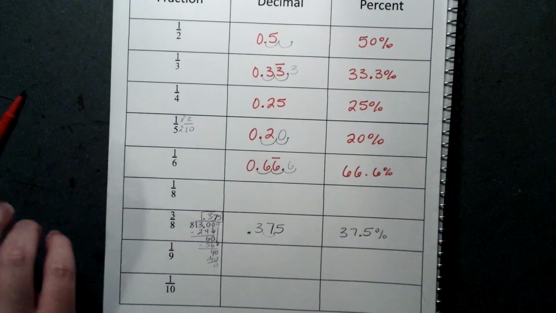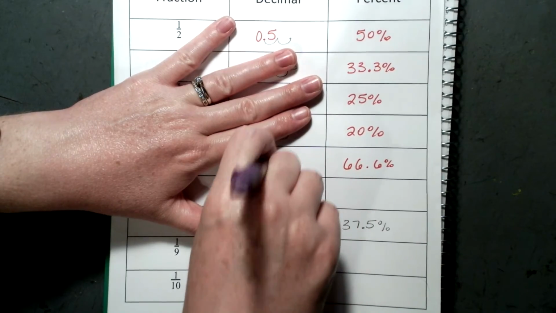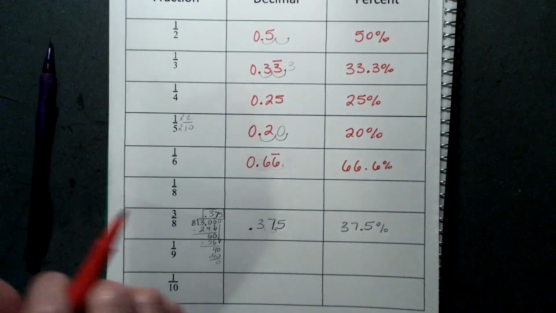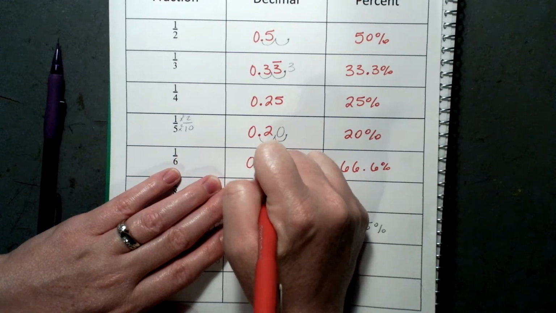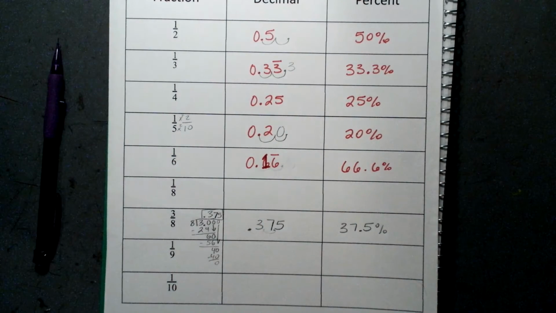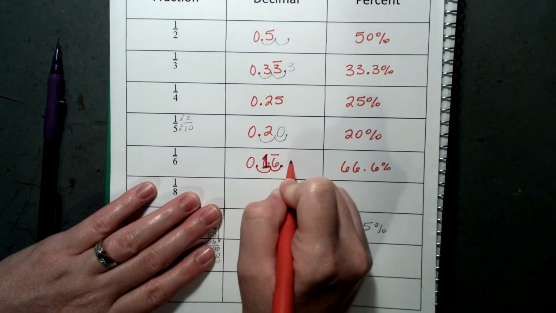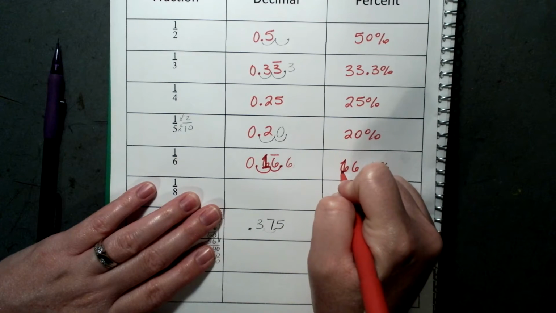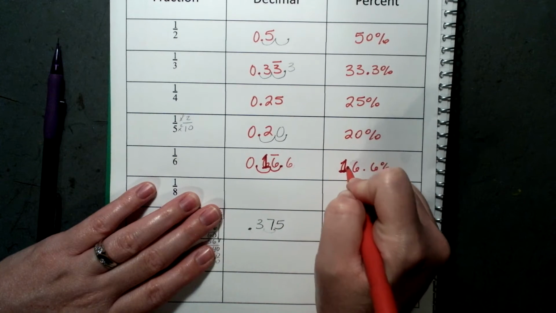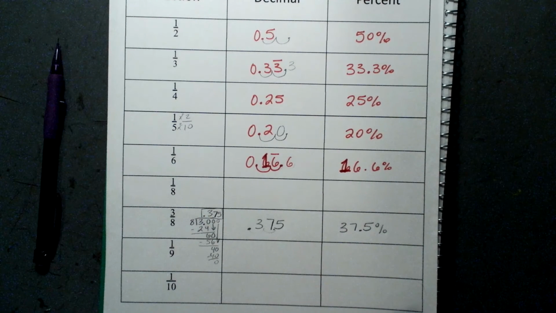This one should be 0.16 repeating. So this should be 2 places to the right. I'm still going to have that 6 past the decimal point. So this should be 16.6%. Make sure you have that correct. I apologize for the confusion.